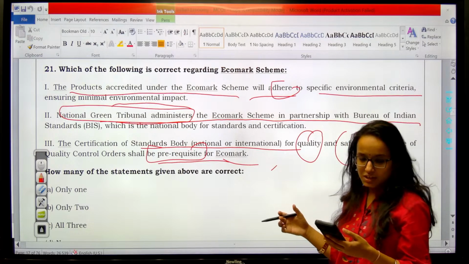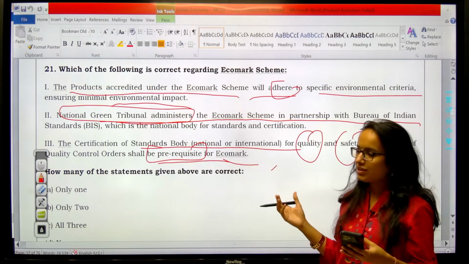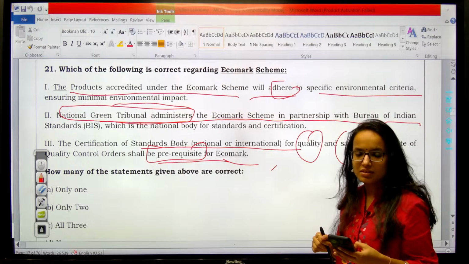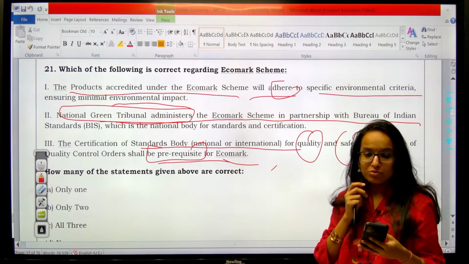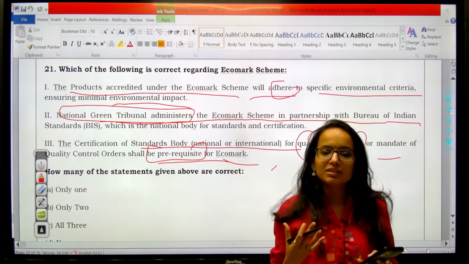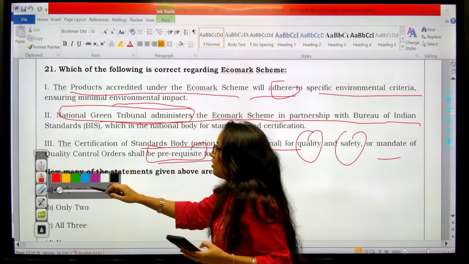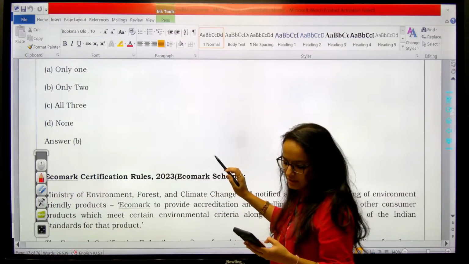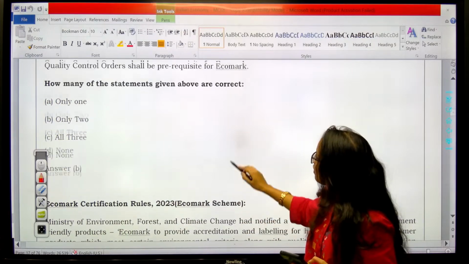Okay, so even if you don't know the answer, I gave you something, right? I gave you a hint to attempt these questions. Again, you can give a doubt to this statement that NGT administers this. I told you that these statements can be wrong. They have higher probability of being wrong rather than being correct. Getting my point? So here first and third are true. Answer is B. Only two are correct, and among those two, first and third are correct.